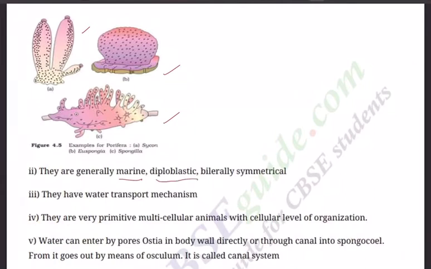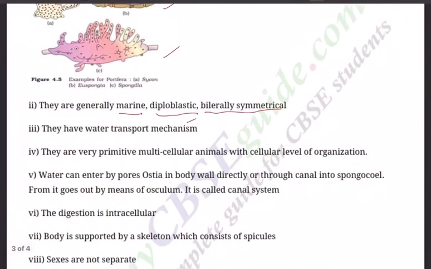Diploblastic. Remember, based on the germ layers, how many layers are present? We classify animals into three types again: monoblastic, diploblastic, triploblastic. So here, diploblastic. Two layers are there. And radially symmetrical or bilaterally symmetrical: when we cut the animal from top to bottom, we get two equal halves, then we say bilateral symmetry. Next, they have a water transport mechanism. This is the best evolutionary feature that is there in these sponges.